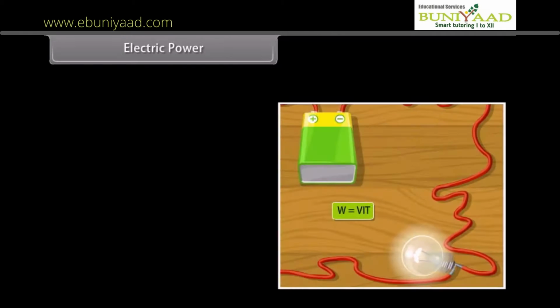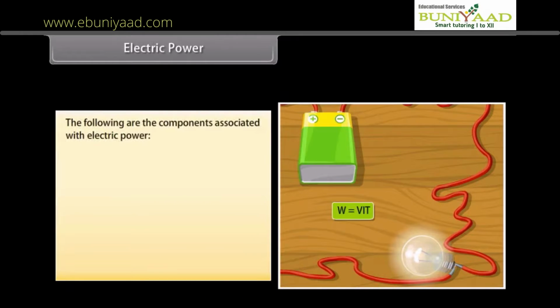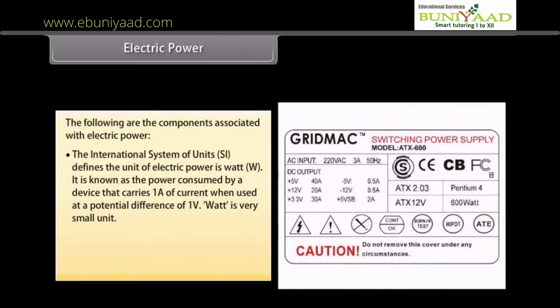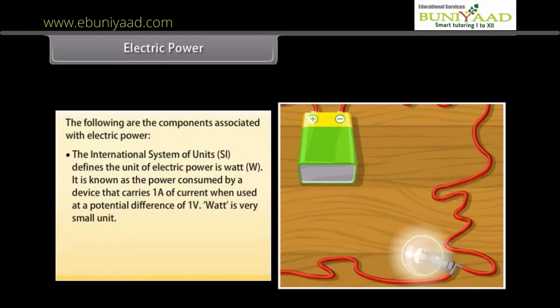Electric power. Electric power is the rate at which electric charge is transferred by an electric circuit. This is commonly known as electric power. The following are the components associated with electric power. The International System of Units, SI, defines the unit of electric power as watt, W. It is known as the power consumed by a device that carries 1A of current when used at a potential difference of 1V.